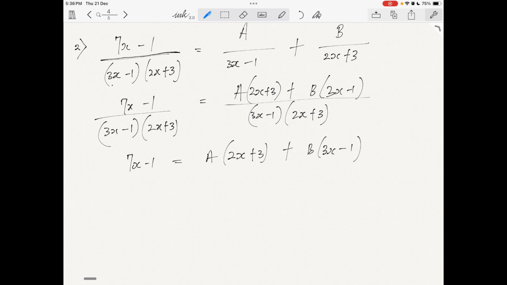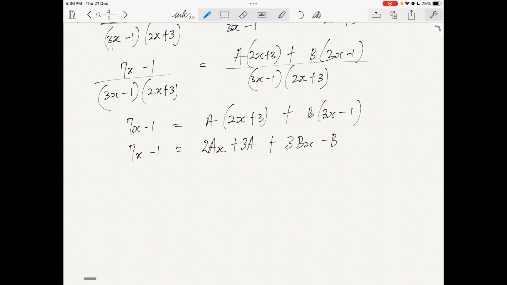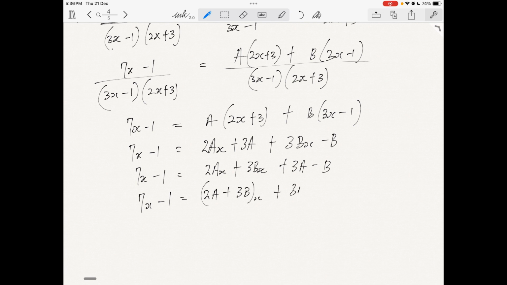Let's compare our coefficients here. We have to open this up completely. So 7x - 1 is equal to, opening up completely, A multiplied by 2x gives 2Ax, plus 3A, plus B multiplied by 3x, that's 3Bx, and B multiplied by minus 1 gives minus B. Let's bring the x terms together and the constant terms together. 7x - 1 equals 2Ax + 3Bx + 3A - B. Let's factorize with x: 7x - 1 equals (2A + 3B)x plus (3A - B).